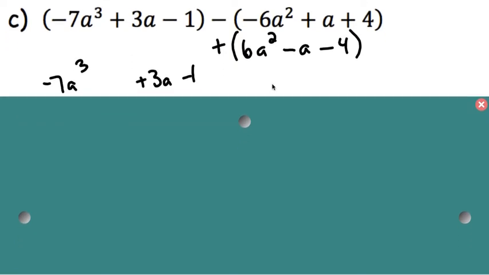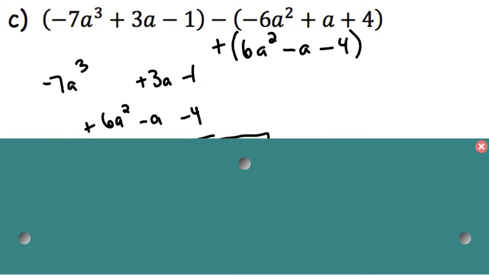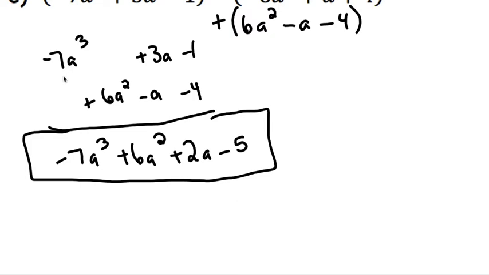All right, so let's see my next row here. Positive 6a squared, minus a in that a column, and 7a to the third comes down. 6a squared comes down, nothing to add that together with. Again, the minus a is like minus 1a. If you want to put that there, you can. It's not necessary. So 3a minus 1a is 2a. Negative 1 minus 4 is negative 5. So there's your final answer.